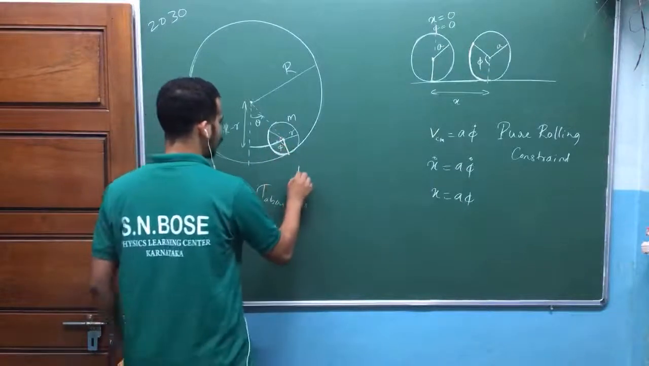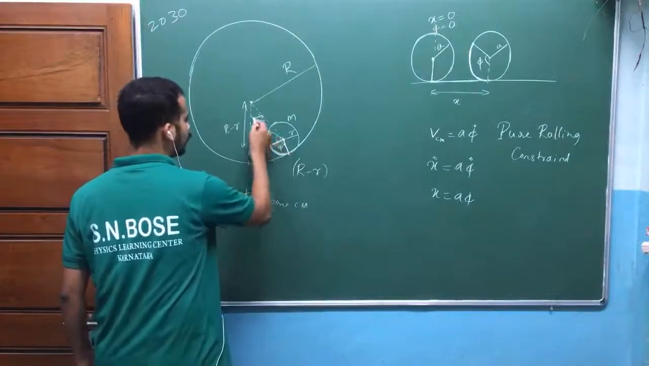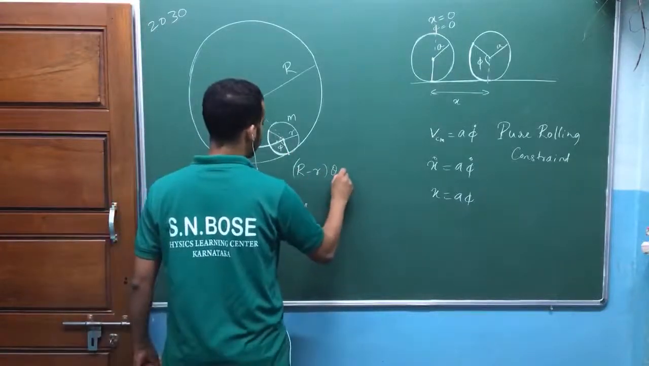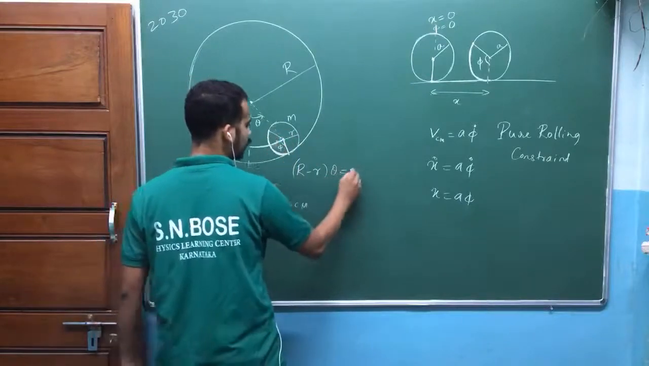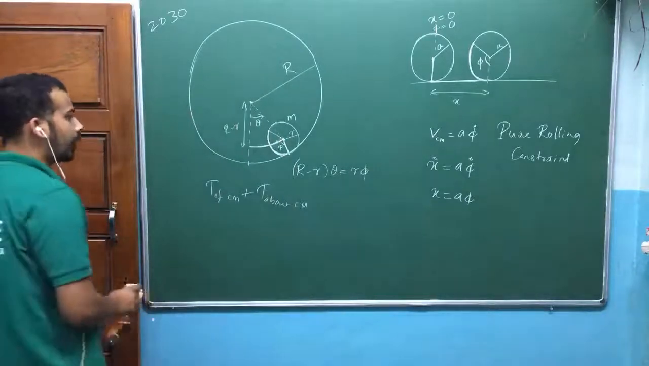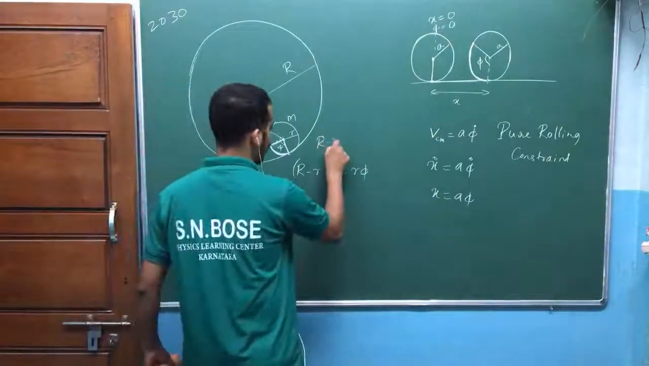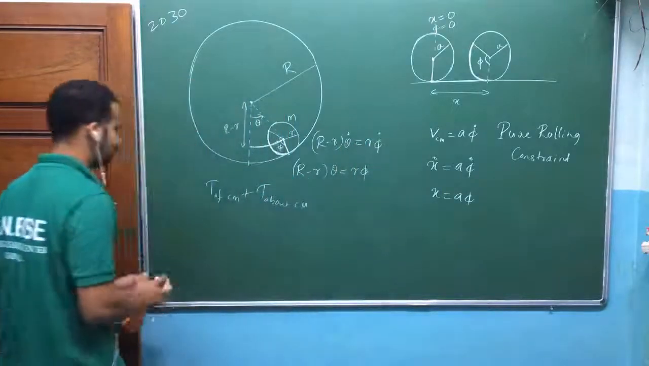Phi. That's why (R minus r) into theta is equal to, so this radius is small r, this arc length is small r into phi. Okay, this we are going to apply later. Again, (R minus r) theta dot is equal to r into phi dot. You can take any of these.